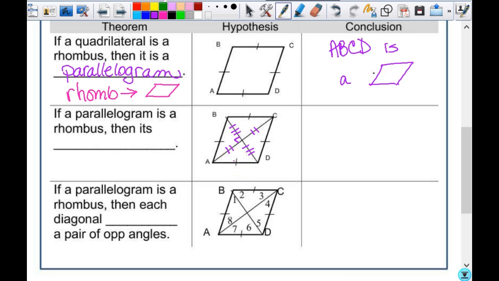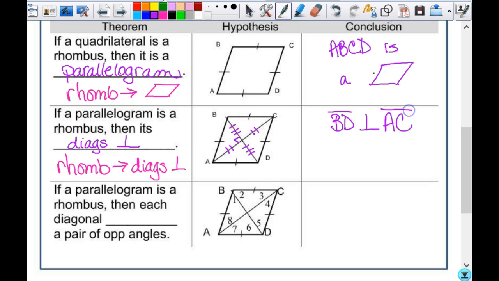So since you get right angles there, how are the diagonals related to each other besides the fact that they bisect each other? Perpendicular? Good. So if a parallelogram is a rhombus, then its diagonals are perpendicular. So if it's a rhombus, then the diagonals are perpendicular. So line segment BD is perpendicular to AC.